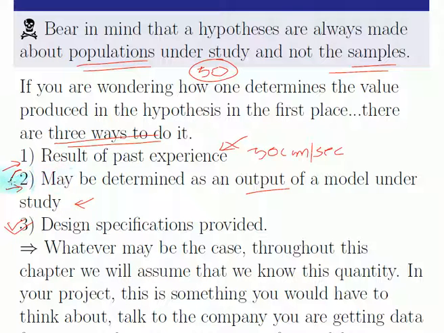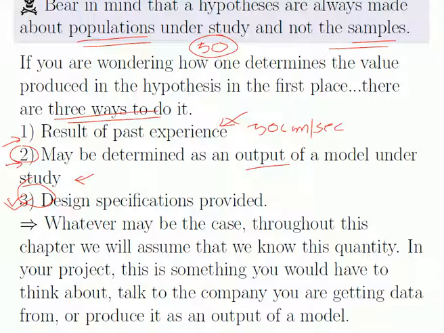If you don't have a number 2 and number 3, it may be determined based on experience. So whatever may be the case, in this chapter we will assume that we all know this quantity, but in your project this is something that you'll have to think about, right? As we move forward in this course, you'll be required to do an individual project, each one of you, and this is something that you have to think about.